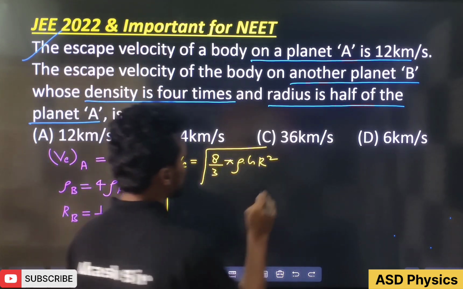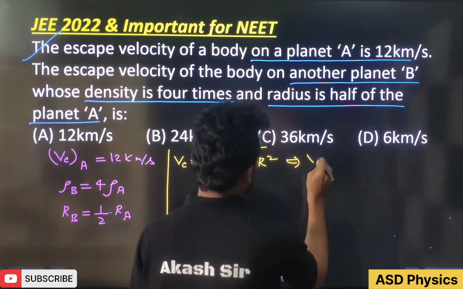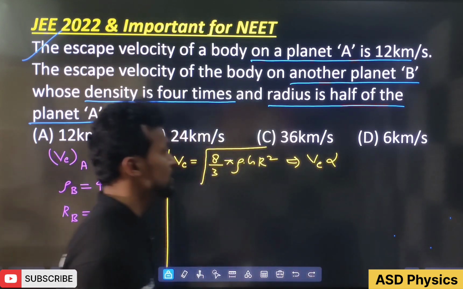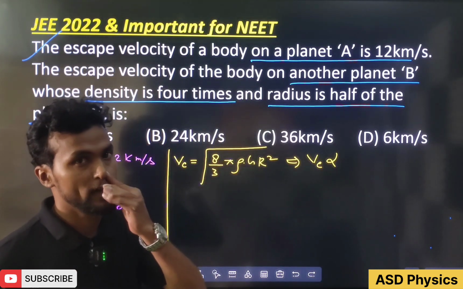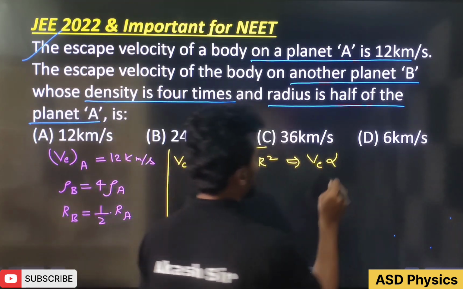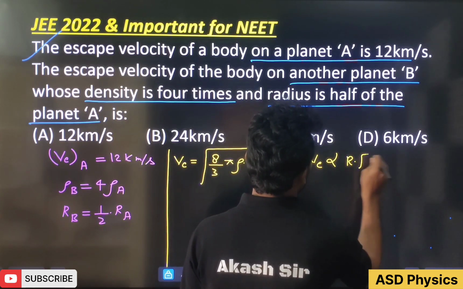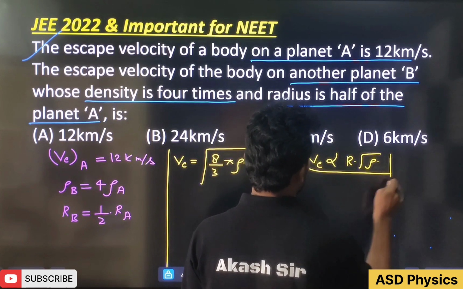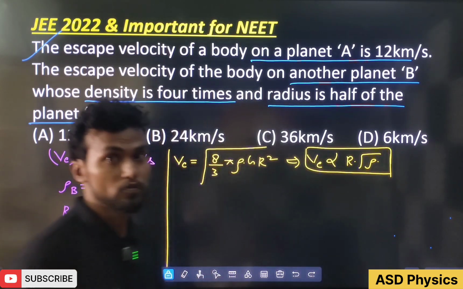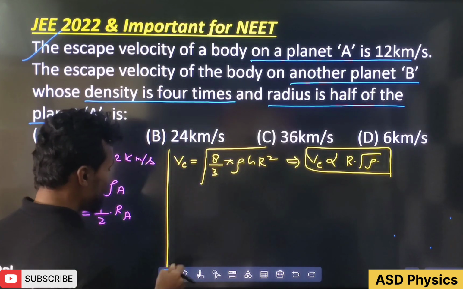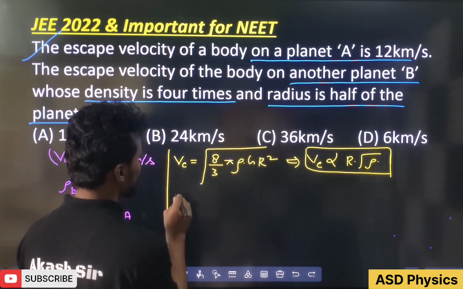Okay. So here, other things are all constant. So V is directly proportional to the square root of rho r square. Square root of r square means r. So it will become r into root rho. Now again what we have to do? We have to again do it in ratio form, students. So let's do the ratio form here.